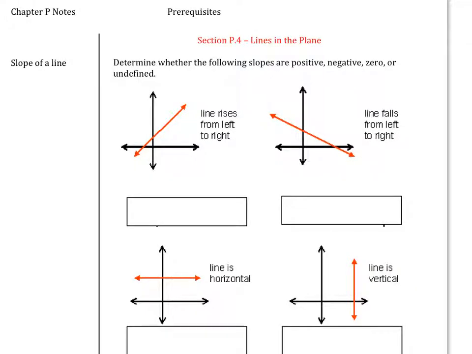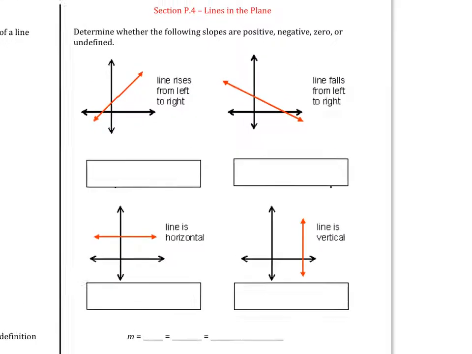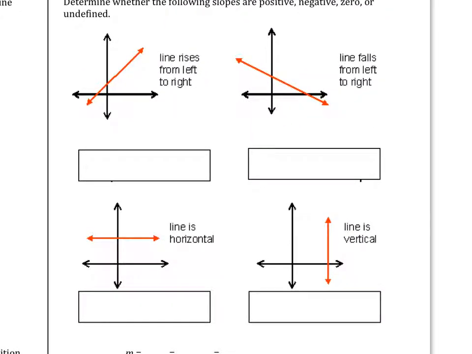Okay, let's review our lines. Go ahead and write down what you think the slope is. So you have 4 slopes, those 4 red lines. Write down what you think the slope is.